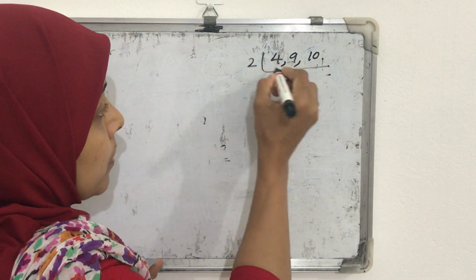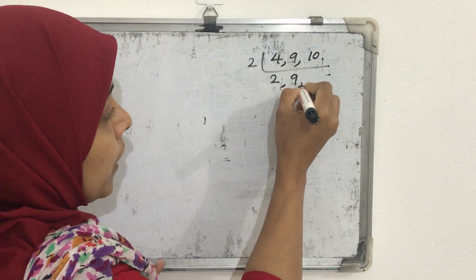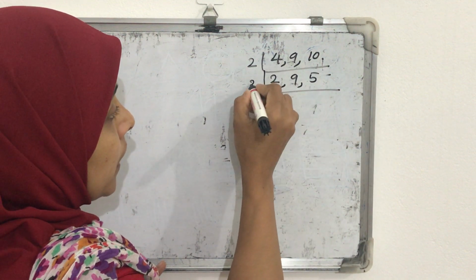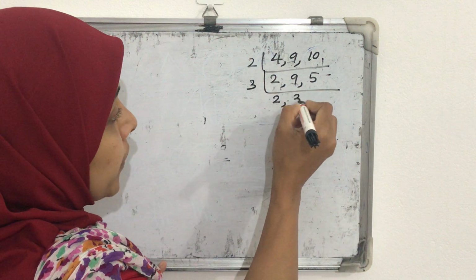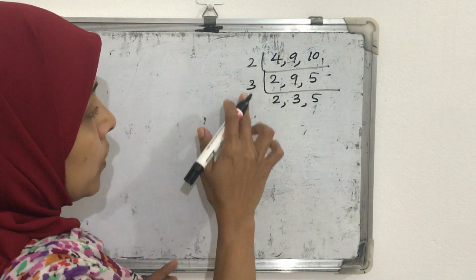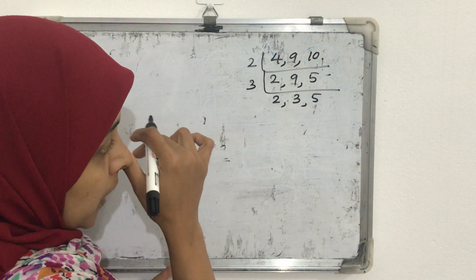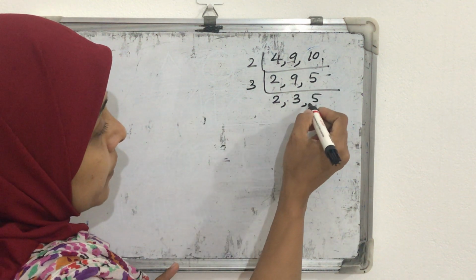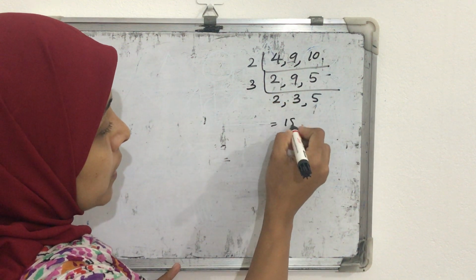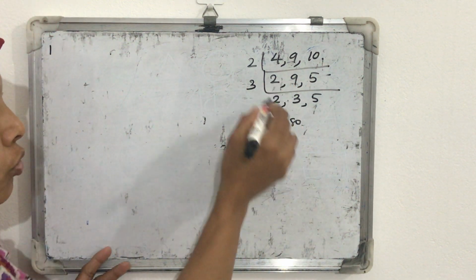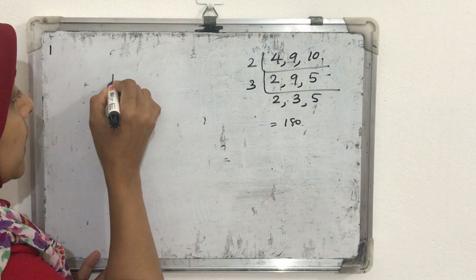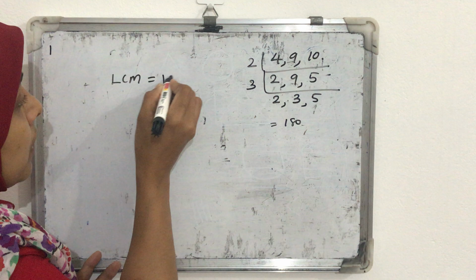So when we divide by 2, it will be 2, 9, and 5. Next we can divide by 3, then 2, 3, 5. Now all are different primes. 2 into 3 is 6, 6 into 2 is 12, no wait, 2 into 3, 6 into 3, 18; 18 into 10 gives 180. So the LCM of these numbers is 180. We got the LCM as 180.